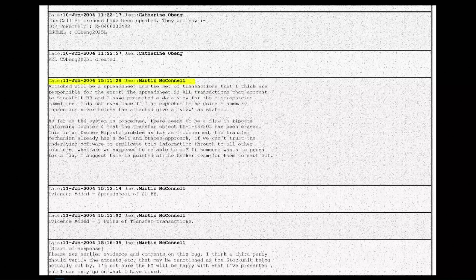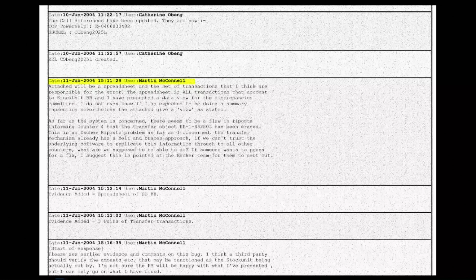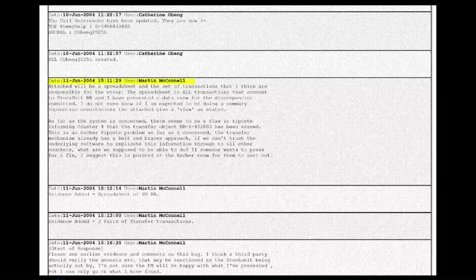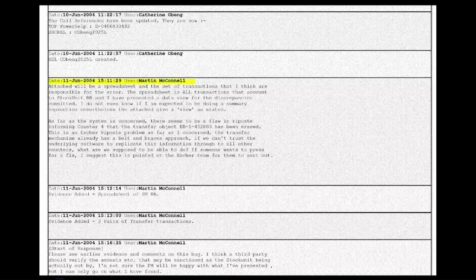As far as the system is concerned, there appears to be a flaw in Riposte, informing counter 4 that the transfer object, a number of stock unit PP is given, has been erased. This is a Riposte problem as far as I am concerned. The transfer mechanism already has a belt and braces approach. If we can't trust the underlying software to replicate this information through to all other counters, what are we supposed to be able to do? If someone wants to press for a fix, I suggest this is pointed at the ISHA team for them to sort out.